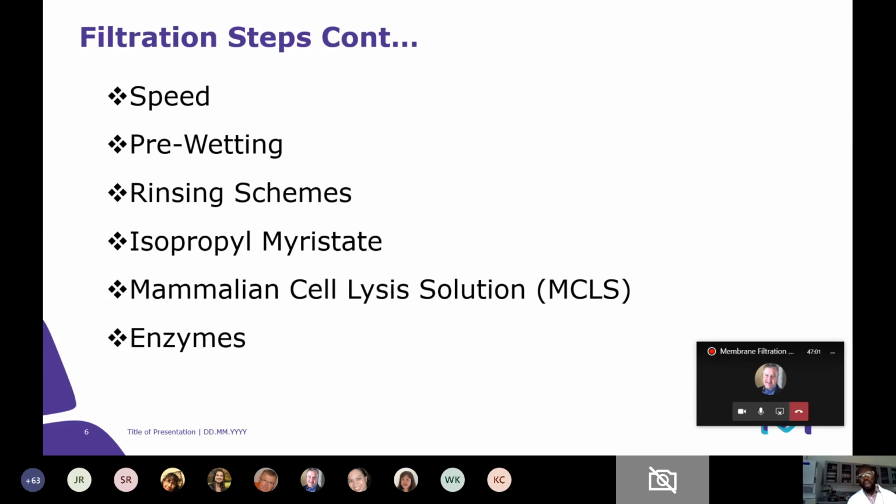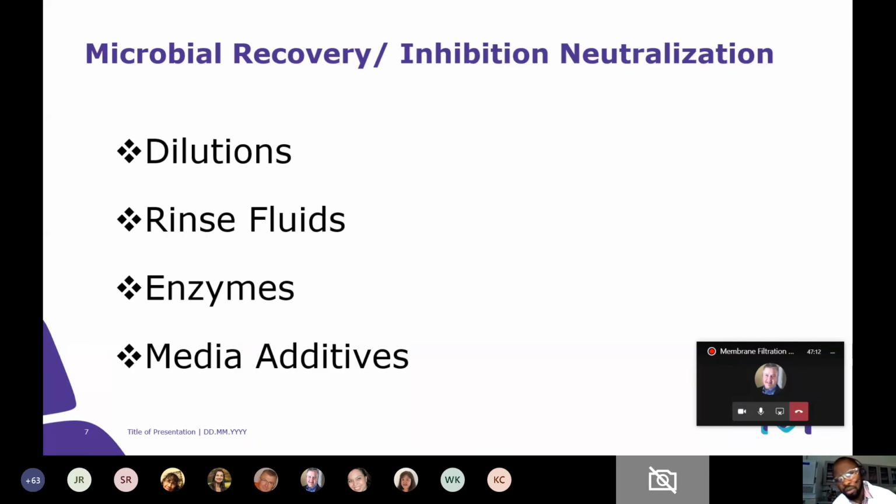Enzymes are also there for the pharmaceutical products. For instance, with cellulose-based products, you may use cellulases that help you filter the product. If I'm going too fast, please let me know.